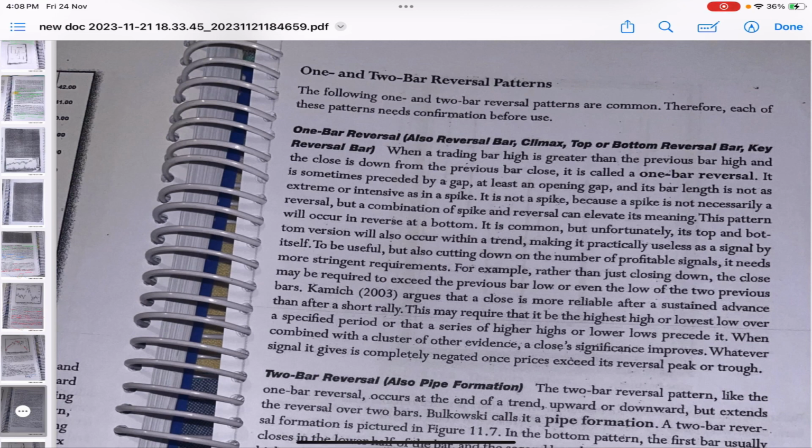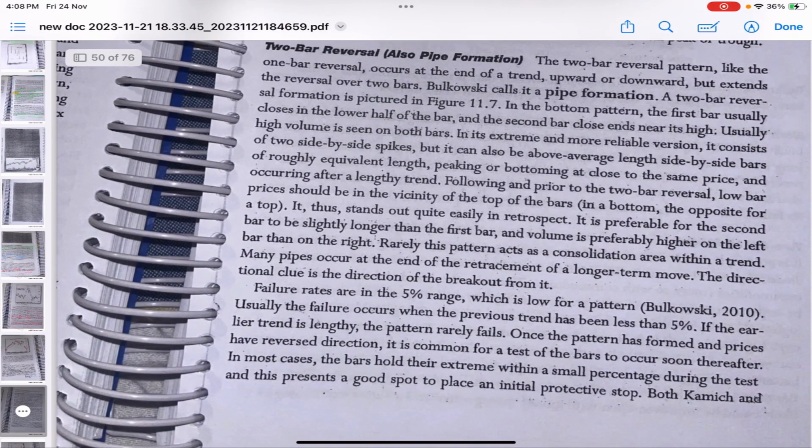Again, let's take an example of the same. Rather than just closing down, the close may be required to exceed the previous bar low or even the low of 2 previous bars. So you can make criteria like this, that it should exceed the low of not only the previous bar but also of the bar which was before that bar as well. And this is how you are going to do it. When combined with a cluster of other evidence, you can take a trade. So that is my 1 bar reversal.